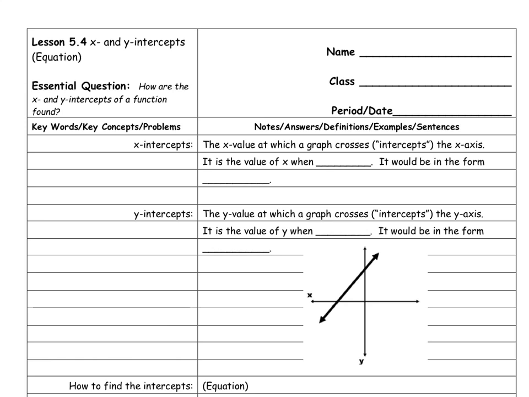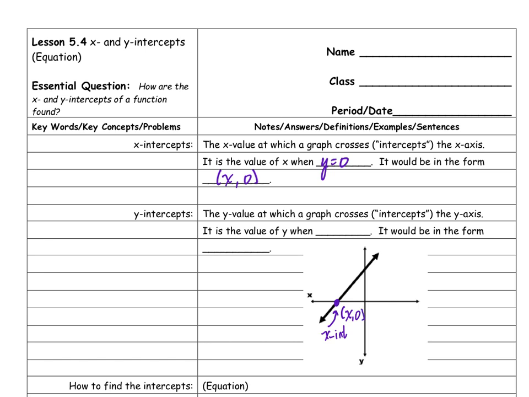Okay. So we're going to just review the definitions of what an x-intercept is. An x-intercept is the x value at which a graph crosses or intercepts the x-axis. It is the value of x when y equals 0, and it would be in the form of x comma 0, remember? And then it's where it crosses the x-axis. So this is my x-intercept, and it's the point x comma 0, okay?